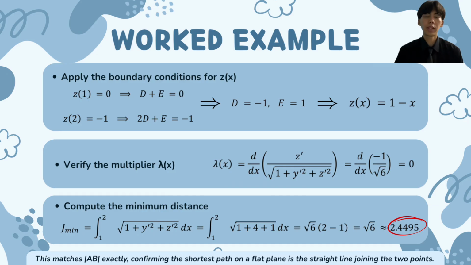Finally, substituting y prime equal to 2 and z prime equal to negative 1 back into the arc length functional will give the minimum distance, which is J min equal to the integral from 1 to 2 of the square root of 1 plus y prime square plus z prime square dx, equal to the integral from 1 to 2 of the square root of 1 plus 4 plus 1 dx, which equals the square root of 6 times (2 minus 1), that equals the square root of 6, which is approximately equal to 2.4495. Therefore, this matches the direct distance formula between A and B, confirming that the shortest path on a flat constrained surface reduces to the straight line joining the 2 points.